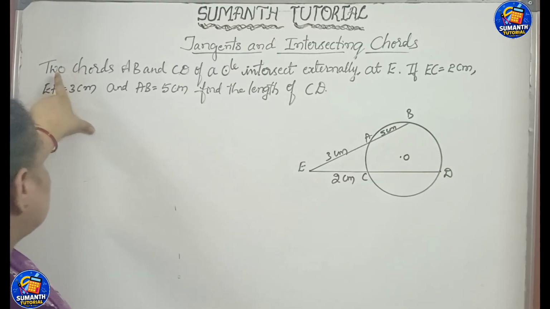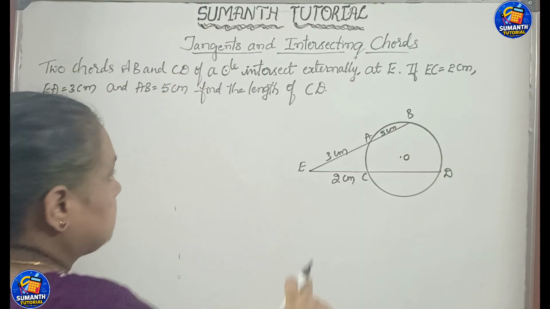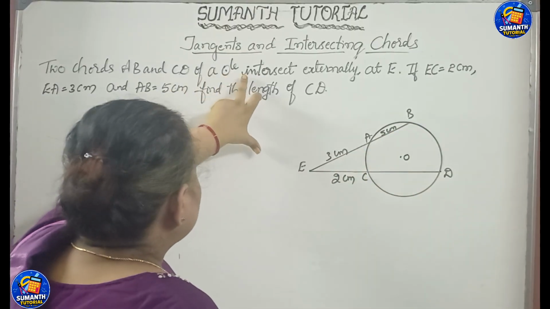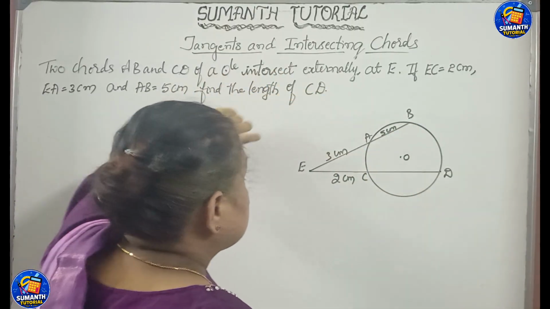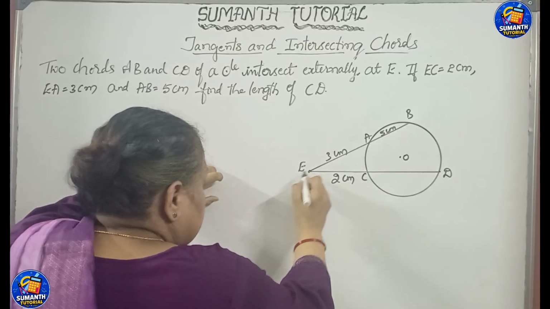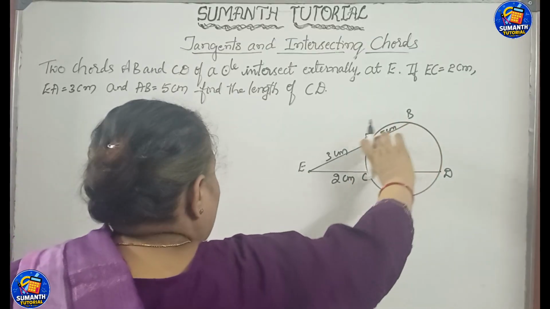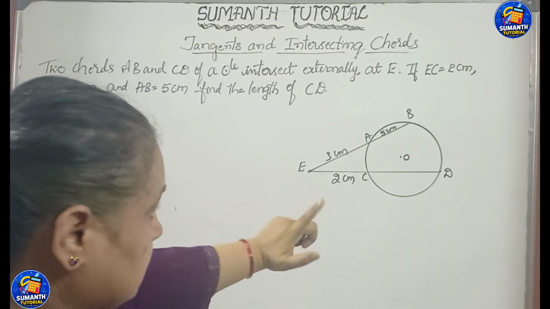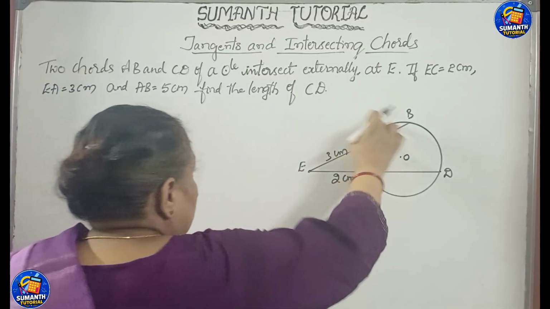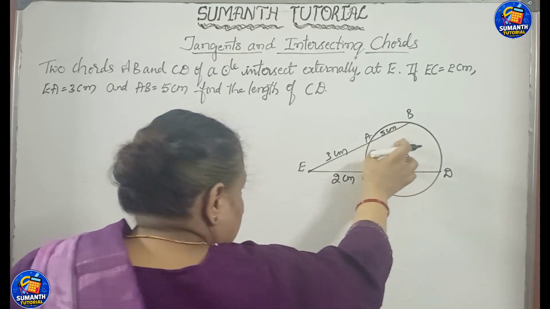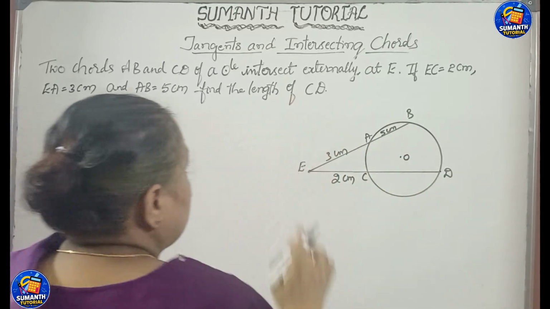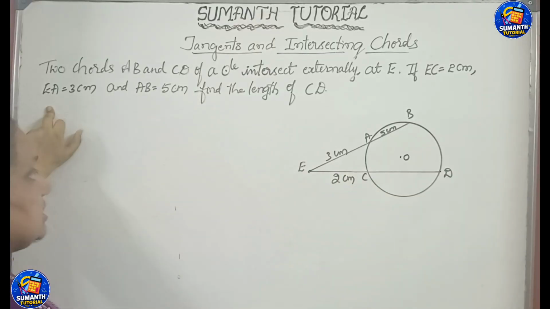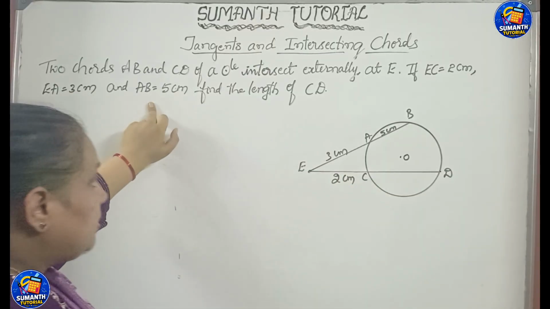Next question is, two chords AB and CD. See here children, AB and CD of a circle intersect externally at E. E is the external point where the two chords are meeting. Here we can't take this as a tangent because it is not touching at one single point. So this is the chord which has been extended. The length of EC is 2 cm, EA is 3 cm, AB is 5 cm.